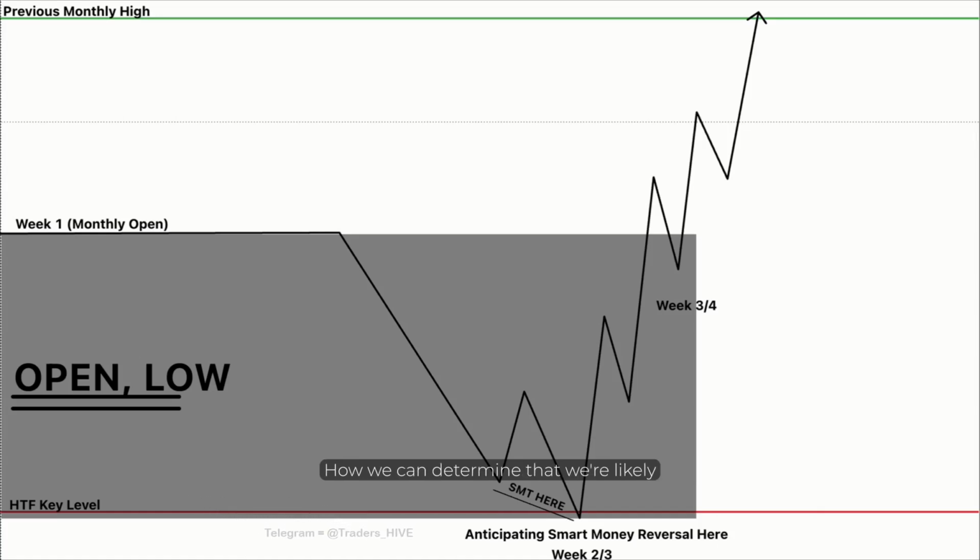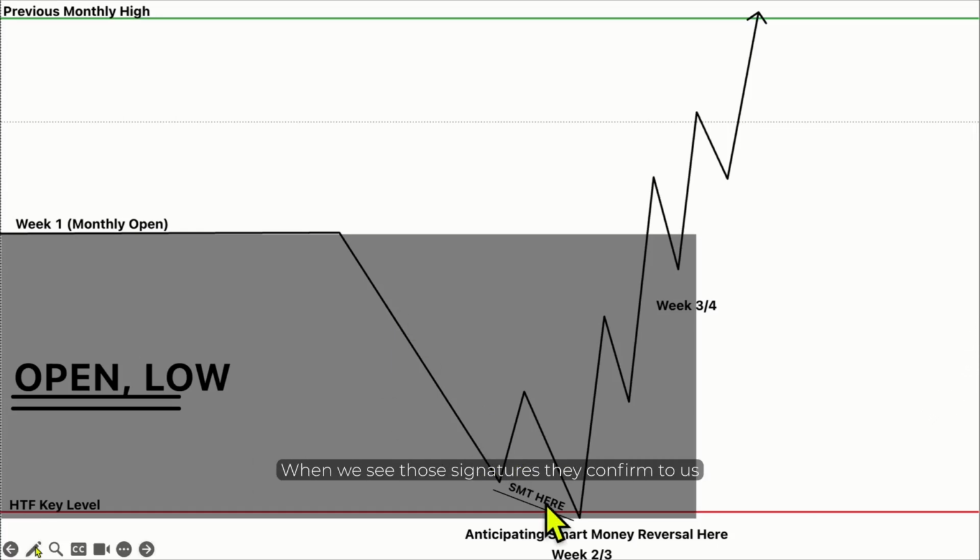How we can determine that we're likely going to draw towards buy side liquidity next is by paying attention to, for example, the yearly cycle. When we understand that we are bullish for the month to come, we will be looking for the open low formations to take place into a key level at the right time paired with SMT.